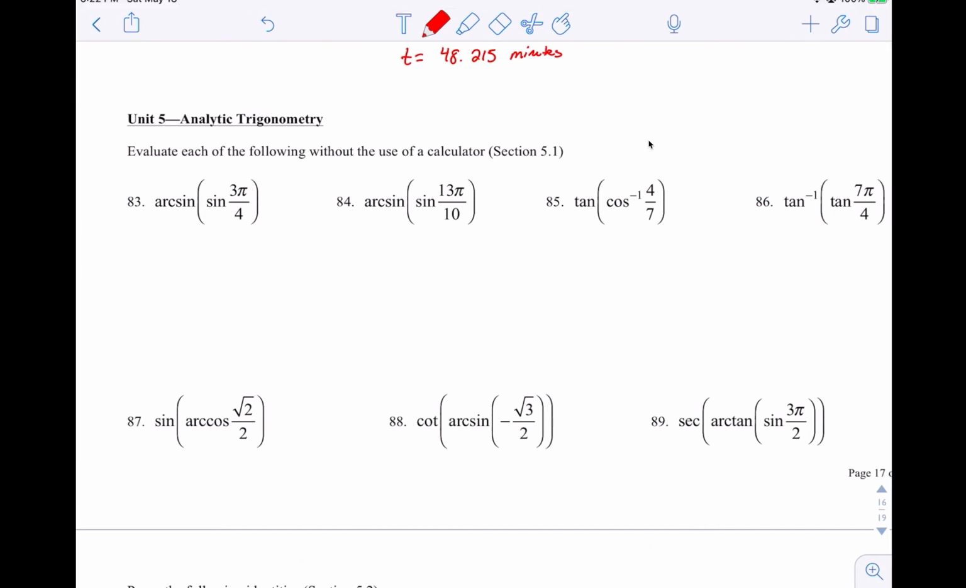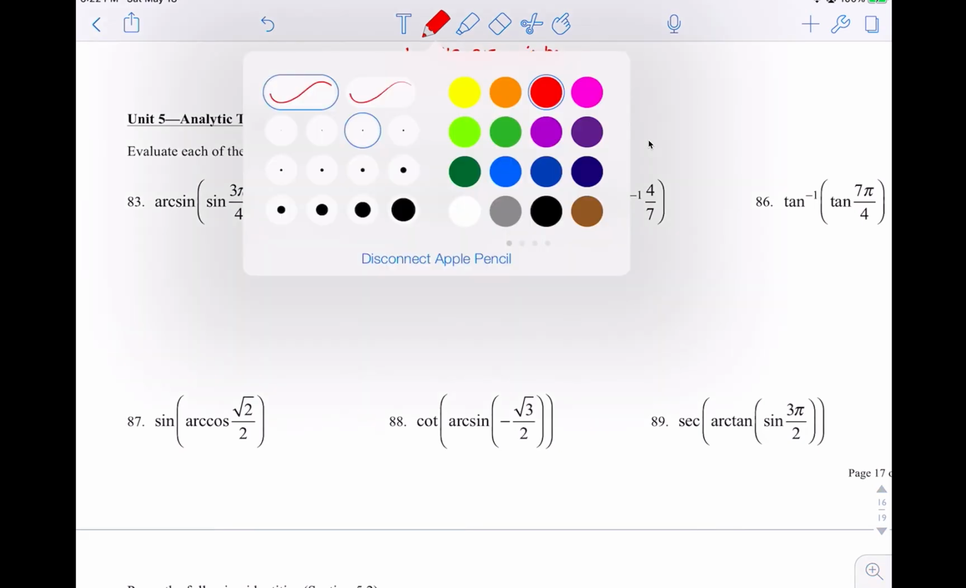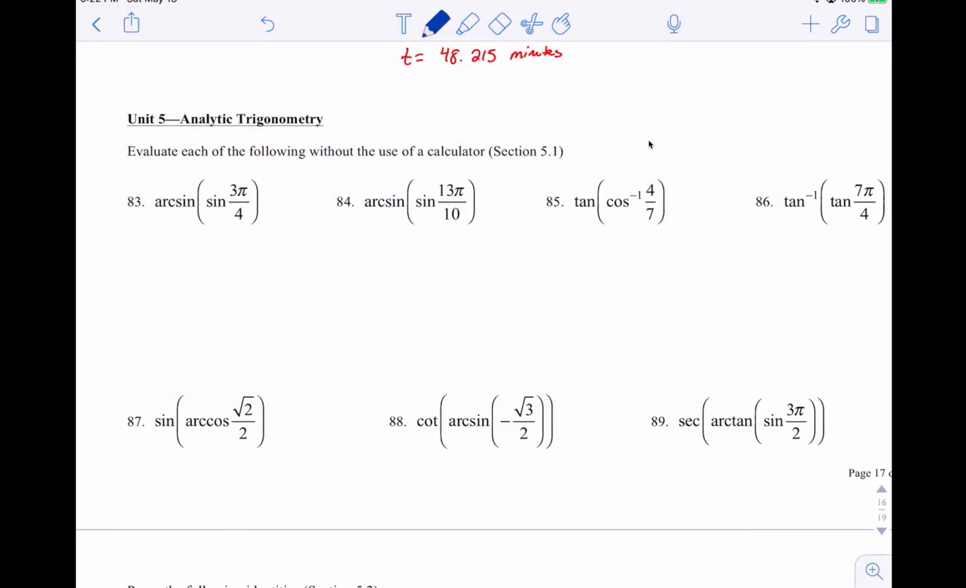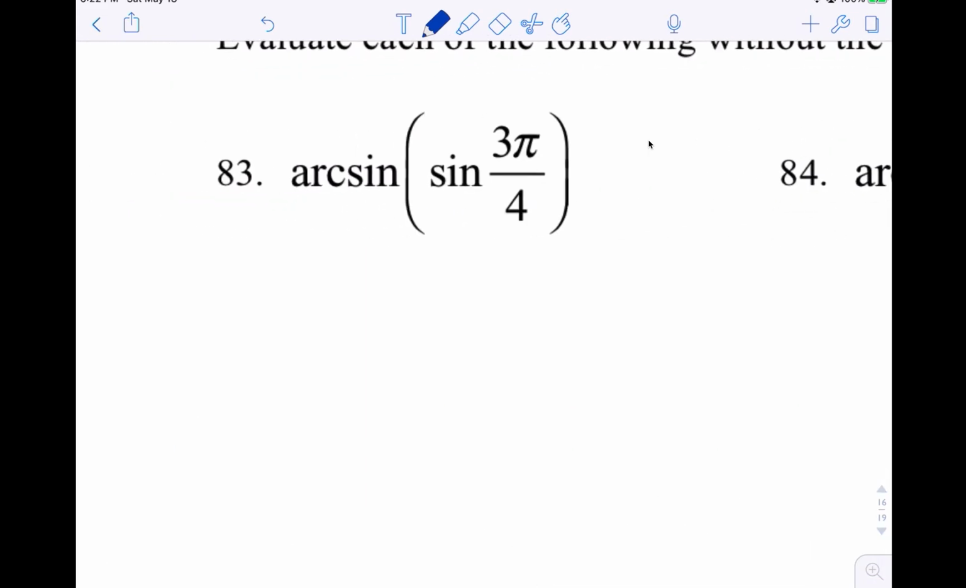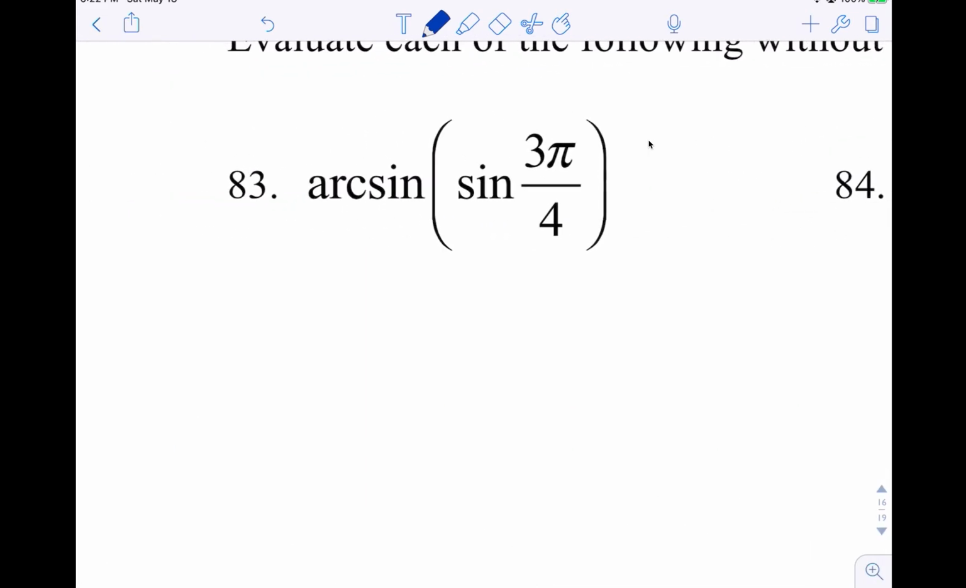Alright guys, so chapter 5, the last one. Since we just had a test on this, you should be pretty familiar, most familiar with this topic. Alright, so the first one, arc sine of sine of 3 pi over 4.